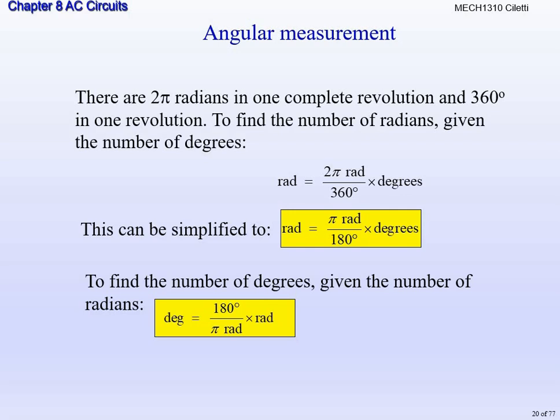How do I know which one to have on top? Do I have pi or 180? If I want to end in radians, I always have pi on top of 180. If I want to end in degrees, I always want to have 180 over pi. So whichever form you want to end in should be the fractional piece that's on top. So if we want to find degrees, I'm going to take 180 degrees and divide it by pi. So hopefully that makes sense.